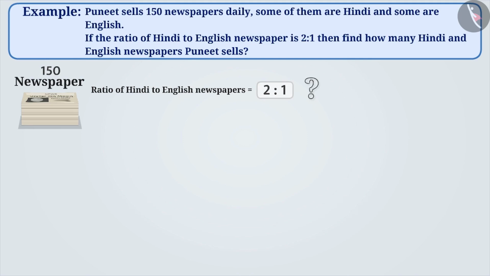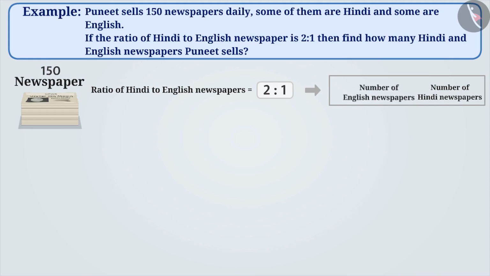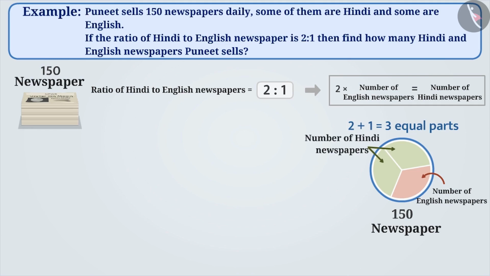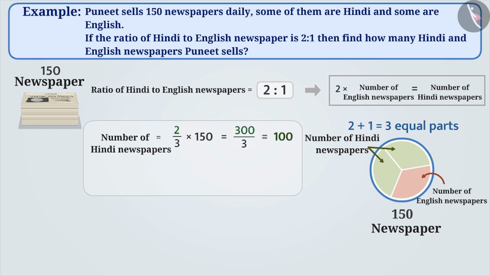Think about it. Let me tell you, this ratio represents that Hindi newspapers are 2 times of English newspapers. That means if we divide 150 newspapers into 3 equal parts, then 1 part will represent English newspapers and 2 parts will represent Hindi newspapers. Therefore, the number of Hindi newspapers will be 2 by 3 parts of 150 newspapers. Thus, the result will be 100.